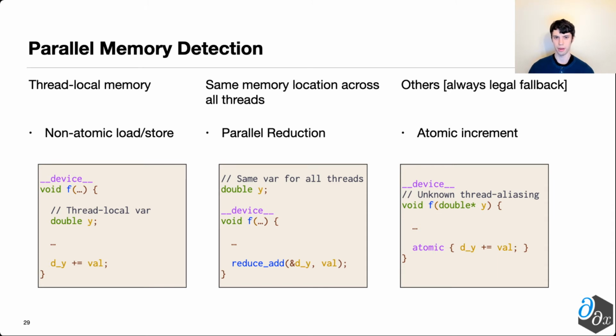The second type of memory we may see is that all threads touch this exact same memory location. For example, in the middle here, we have a global variable y, and we do the same variable y in all threads. We can replace this with a parallel reduce over all of the values we want to sum into it. The third option is that we can't prove that it's either thread local or the exact same location. As a fallback, which is still legal either if it's thread local or the same location, is to simply do an atomic increment of whatever value we need to add into it. In this case, some generic argument to the function.